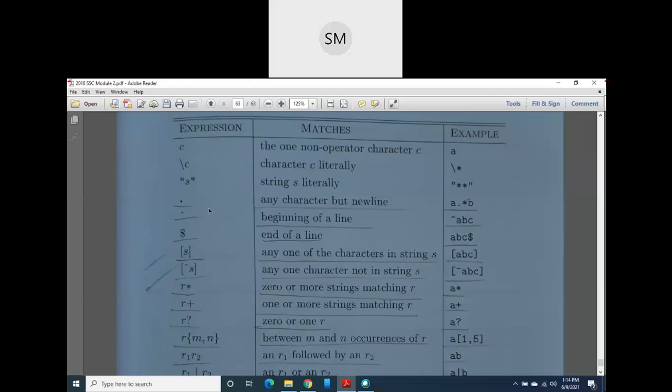Then a dot matches any character, but it will not match a newline character. Wherever a dot is there, it will match every character, alphabet, capital letters A to Z, small letters a to z, semicolon, open bracket, close bracket, every character, but it will not match a newline character. Except for the newline character, it will match every other character. The example is a dot star b. What does it mean?